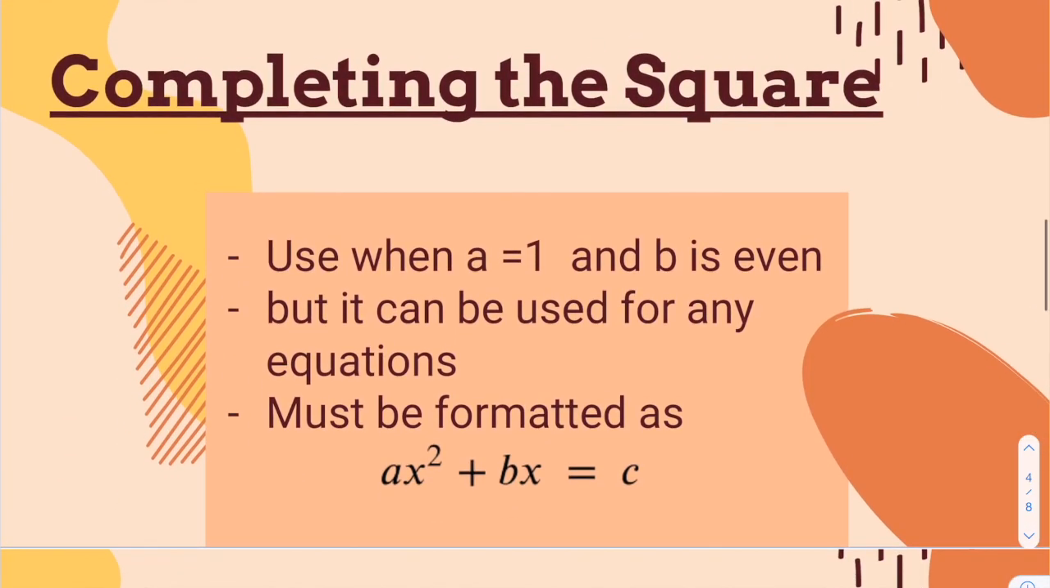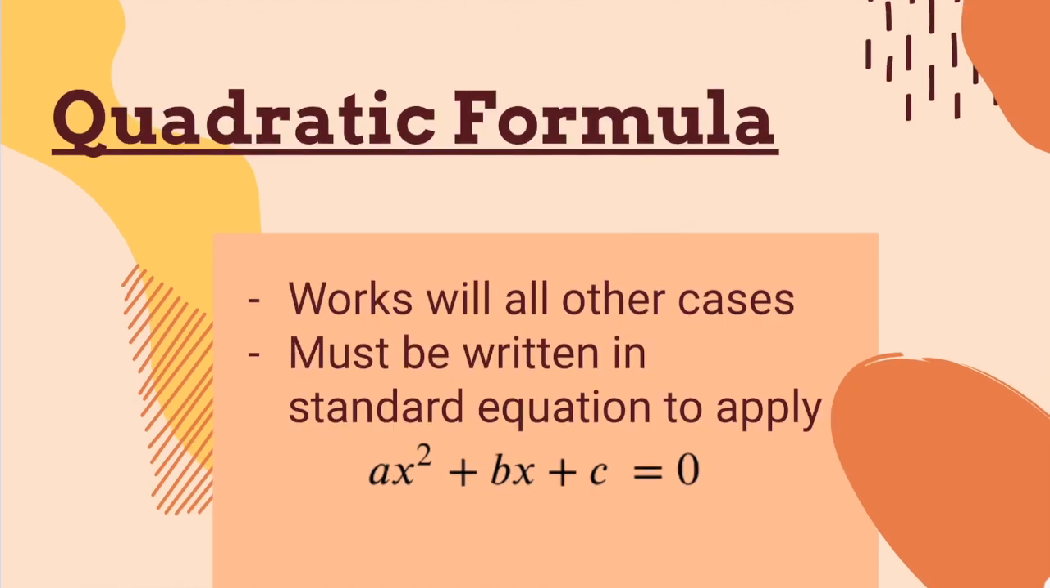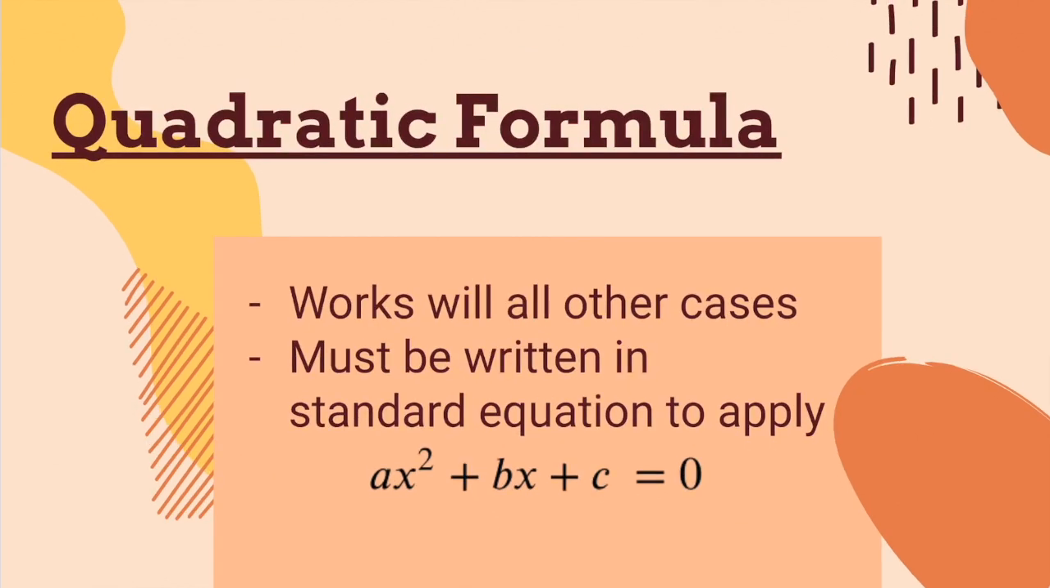When it comes to completing the square, you can use completing the square for any equation. However, you want to use it when a equals 1 and b is even, so that it reduces the amount of work that you do for the problem. Remember though that when we complete the square, it has to be written in the format ax squared plus bx equals c.